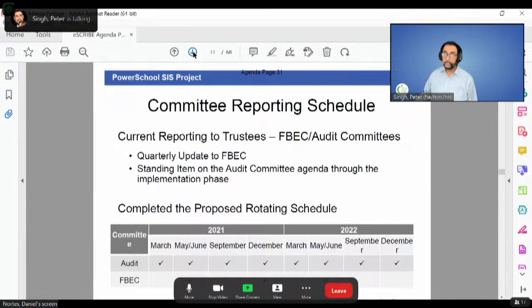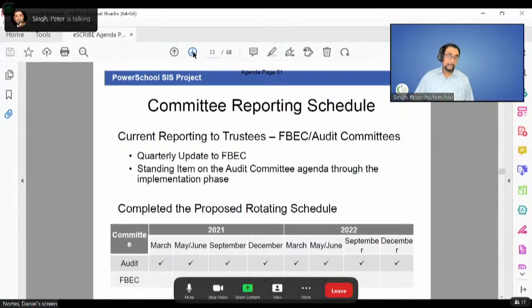This was a high-level schedule we had in place with the audit committee as we reported in. December was the last update, but at that committee, the team requested that we come back for one more final update. So this is that final update we are providing to the audit committee as part of the regular reporting cycles. Next slide, please.